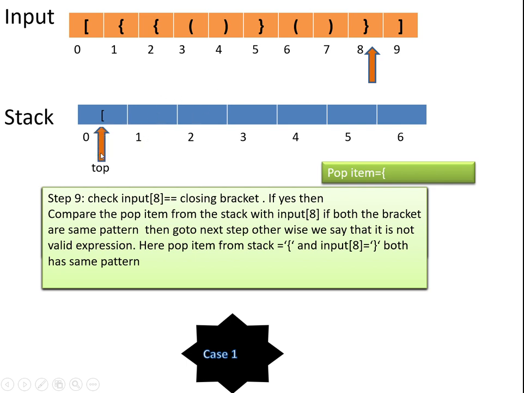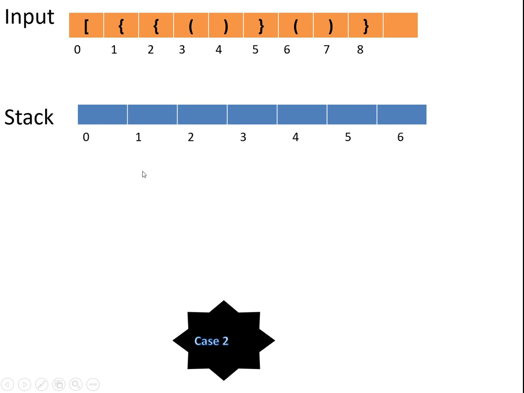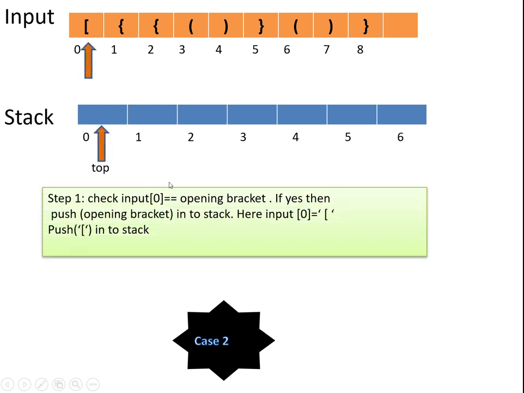Now the top will be at this position, and at the last, step 10, we will be popping this too. So the top will be now at the initial position, that means the -1 position. Simple. Now for this, I'm not going to explain this again. Please do watch this animation. I hope you can understand very easily.